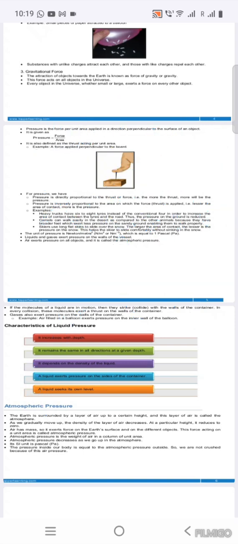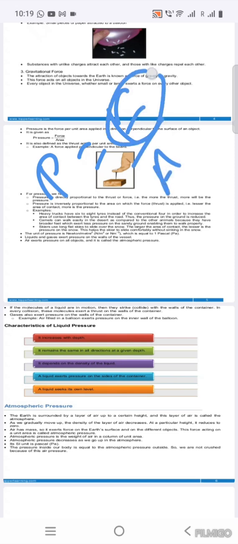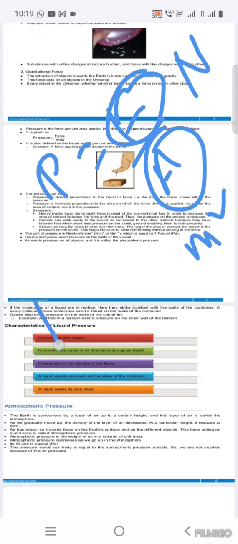What is the SI unit of pressure? From the formula, pressure equals force upon area, the SI unit of force is Newton and the SI unit of area is meter square. So the SI unit of pressure is Newton per meter square.